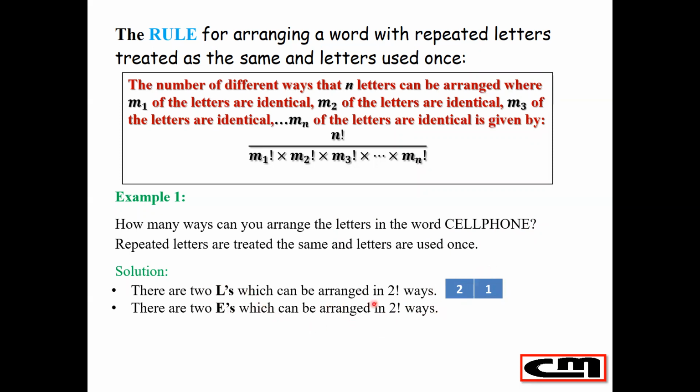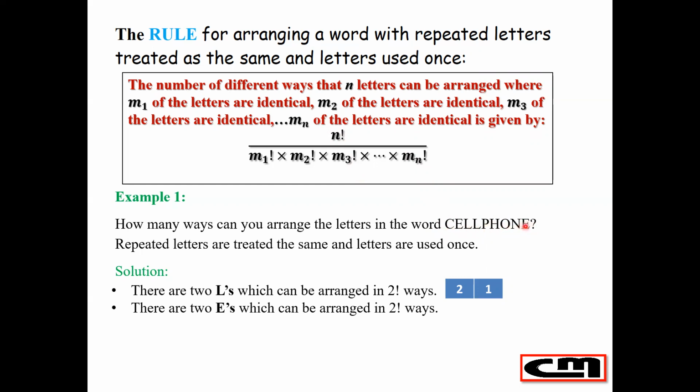Therefore, once we have checked all the repeating letters, as we can see, we no longer have any. But then we need to know how many letters are there in the word cell phone, because we shall need the n factorial, which gives us the number of letters in the word, which we are going to consider as different.